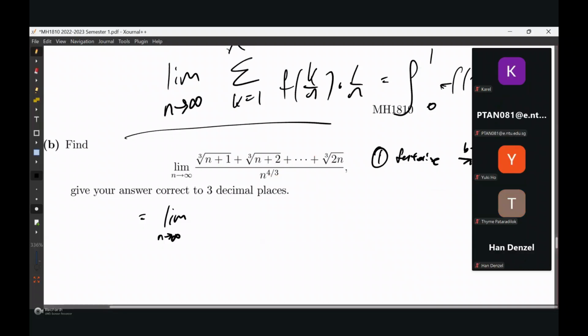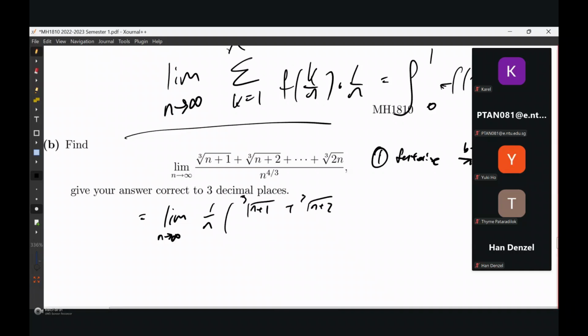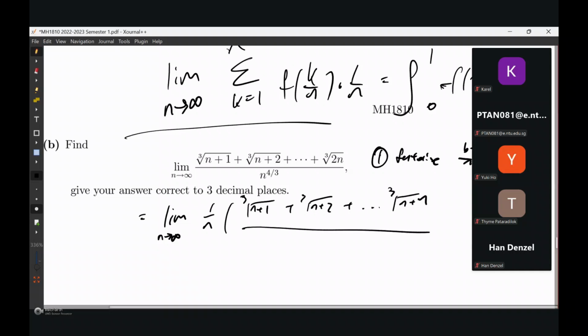Okay, always factorize out 1 over n. So my expression has n over 4 over 3. I'm going to factorize 1 over n, and whatever is here: cube root of n plus 1 plus cube root of n plus 2 until cube root of n plus n, over n, to the power of 1 over 3. Okay, so that's the first step.